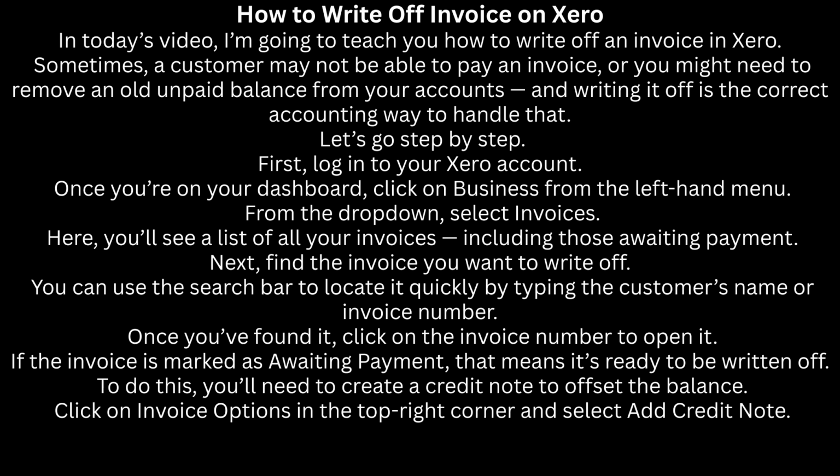Next, find the invoice you want to write off. You can use the search bar to locate it quickly by typing the customer's name or invoice number. Once you've found it, click on the invoice number to open it. If the invoice is marked as awaiting payment, that means it's ready to be written off. To do this, you'll need to create a credit note to offset the balance.